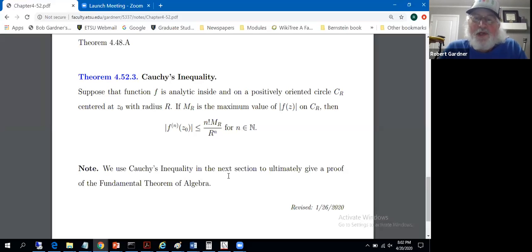We're going to use Cauchy's inequality in the next section to give a proof of the fundamental theorem of algebra. Actually, we're going to give a proof of something called Liouville's theorem, which is an interesting result for functions of a complex variable. It's interesting because real functions of a real variable don't behave this way. But we'll use Cauchy's inequality to prove Liouville's theorem, and then we'll use Liouville's theorem to prove the fundamental theorem of algebra. And I'll go on at great length about how the fundamental theorem of algebra ain't really an algebraic result. It's really a complex analysis result.